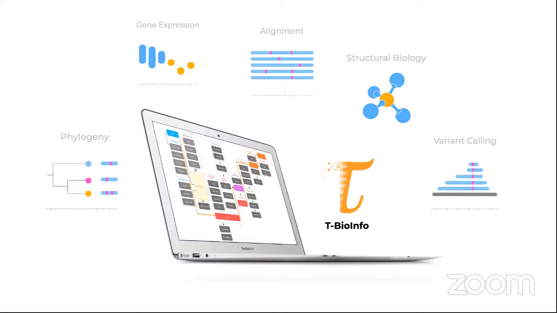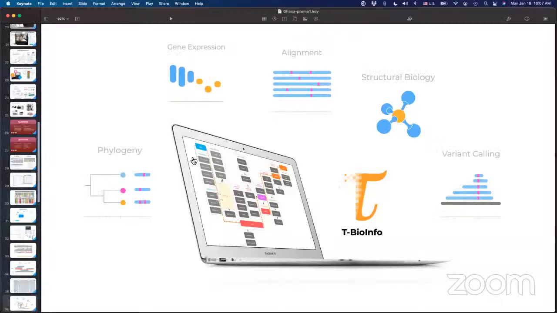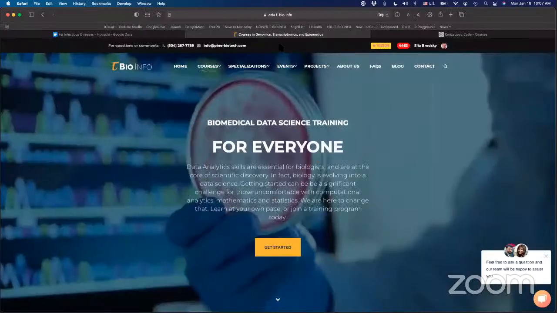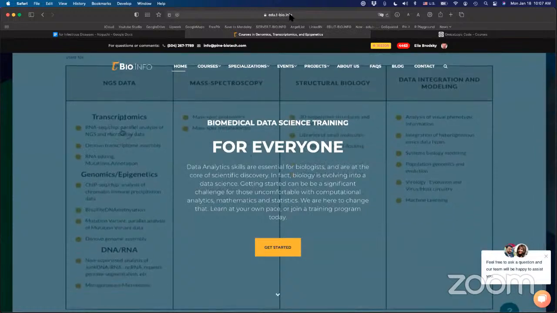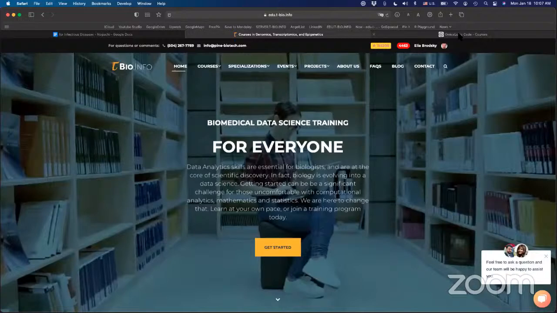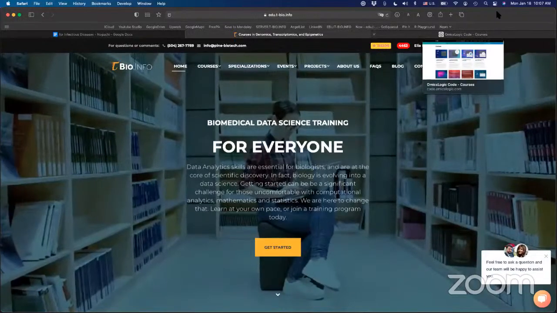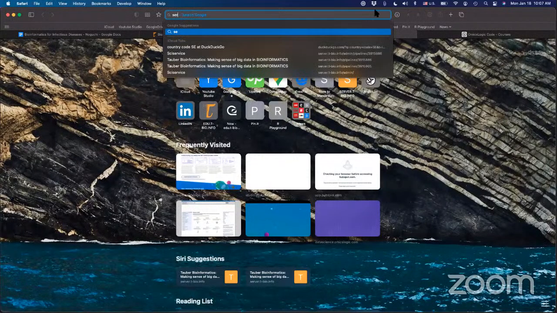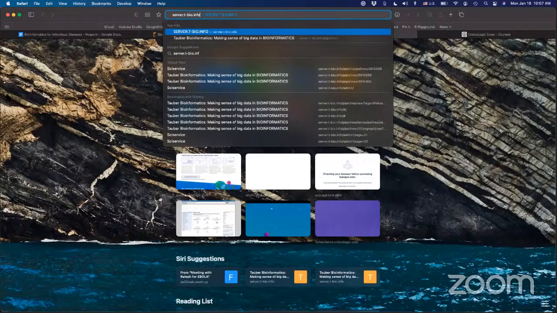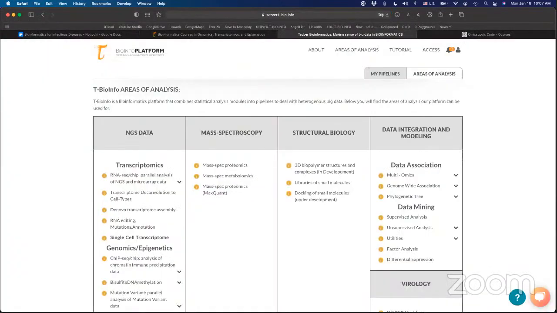Now, in the context of such practical analysis, we will use our Bioinfo platform for big data. So let me show you what that looks like. So again, this is the educational portal, edu.t-bio.info. Now we can go to server.t-bio.info. So server t-bio.info. And so Bipsa, if you could please post the link and also a demo account.